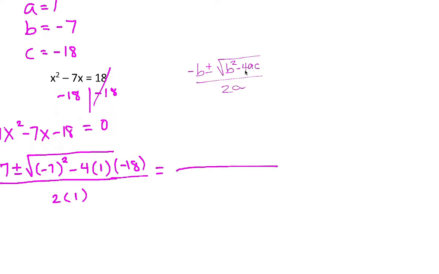Okay, now I'm going to simplify. So I have 7 plus or minus the square root. And what I want to do is simplify all of this stuff inside the radical. So I'm going to type this part into my calculator to see what it simplifies to. So I'm typing in parenthesis, -7, close parenthesis squared, minus 4 times 1 times -18. And that gives me 121. Okay, on the denominator I have 2 times 1, which is a 2.